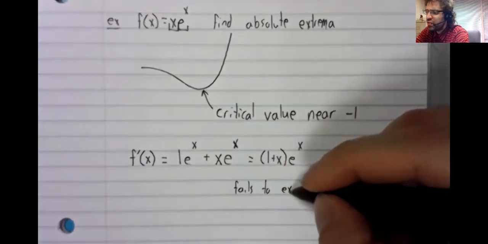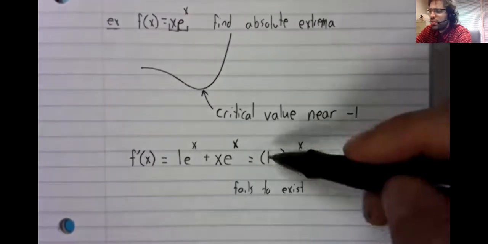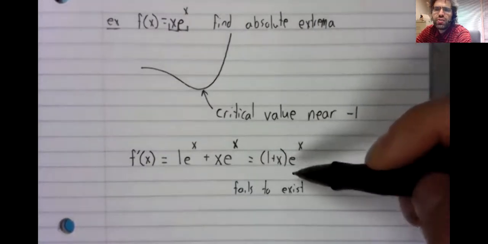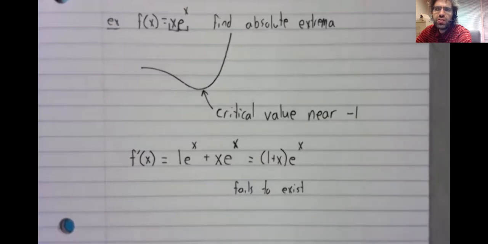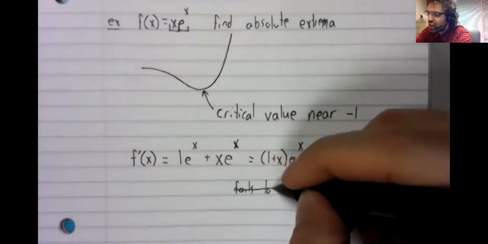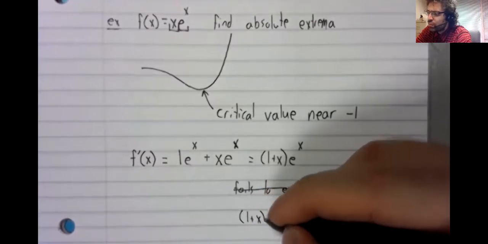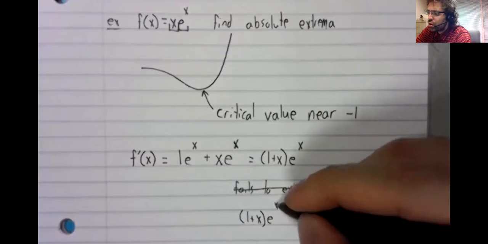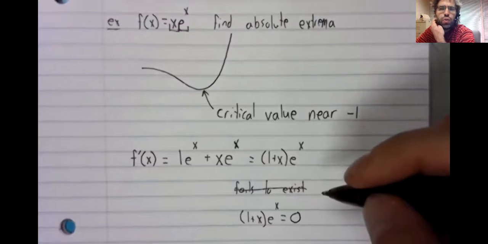A critical value occurs when the derivative fails to exist, but that never happens. 1 plus x always exists. E to the x always exists. The product always exists, therefore. So that can't happen, or a critical value occurs when the derivative equals 0.